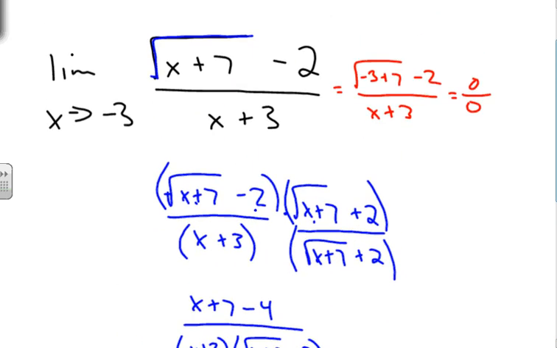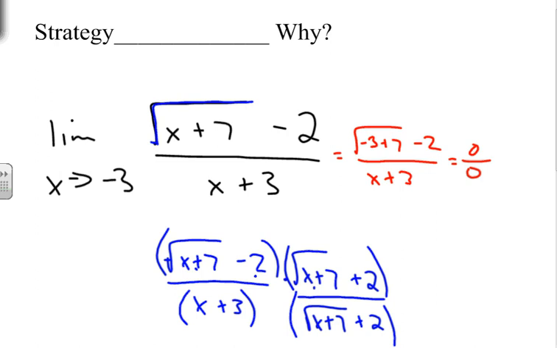So it's not too bad. This is a very common problem. The strategy we're using once again is a conjugate. And why are we doing that? Because we get 0 over 0, and we see a square root, and we're going to take the conjugate of that square root to simplify and eliminate that hole, that undefined value at -3.